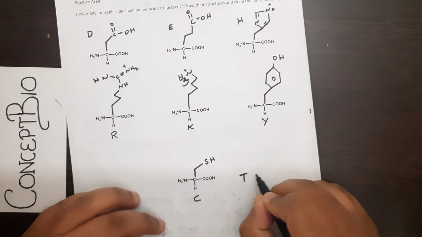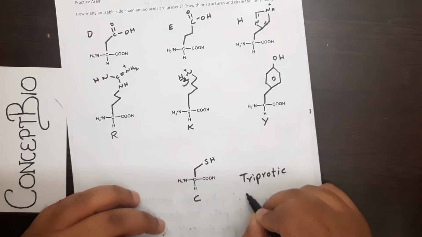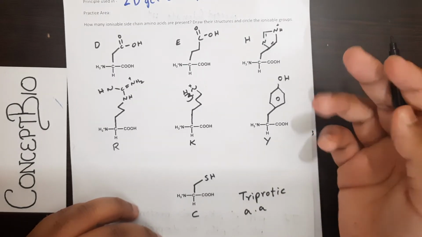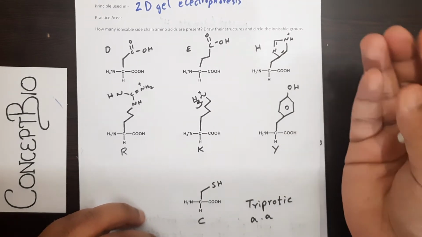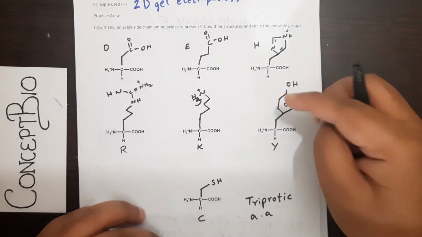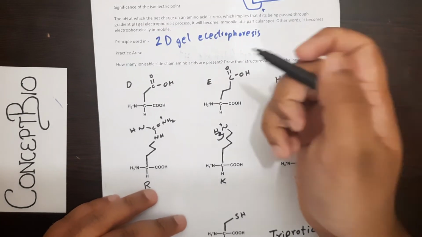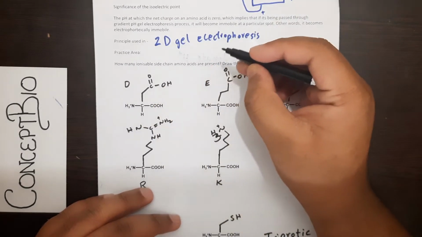I'll just write it down. Triprotic amino acids. All other amino acids are diprotic in nature, meaning they have only 2 groups that can either accept or donate a hydrogen ion, whereas in these amino acids there is a third functional group which can accept or donate a hydrogen ion.